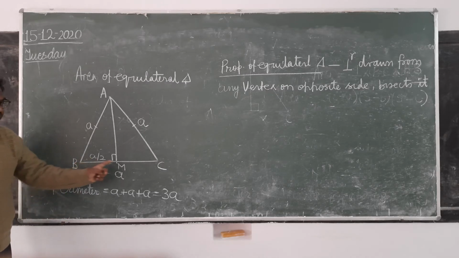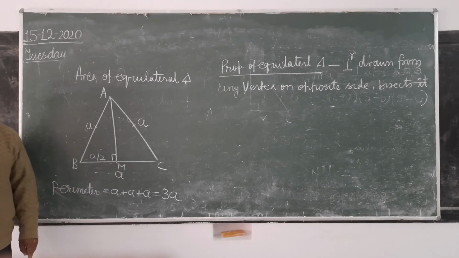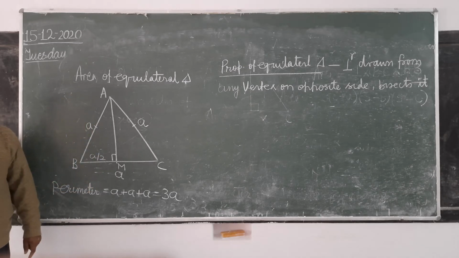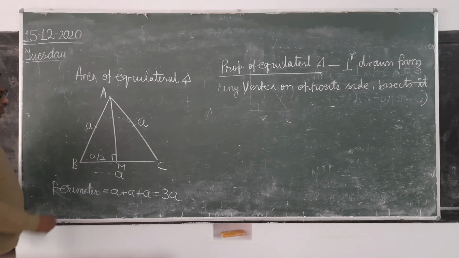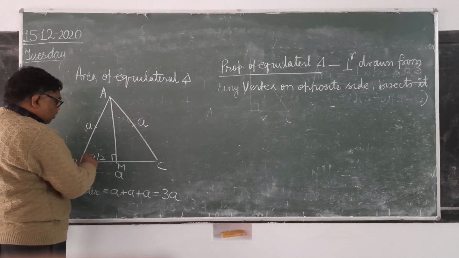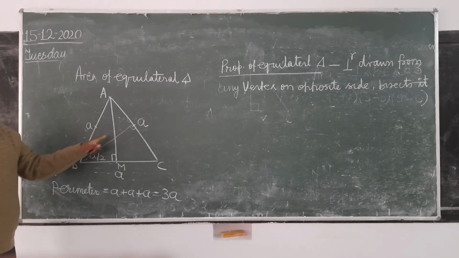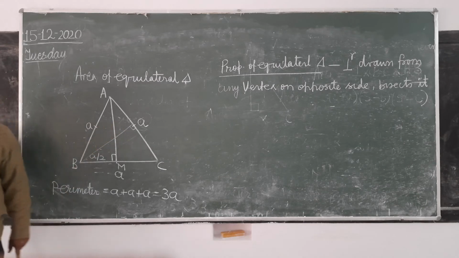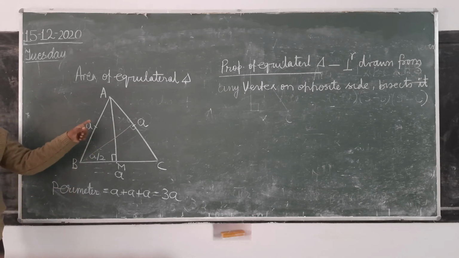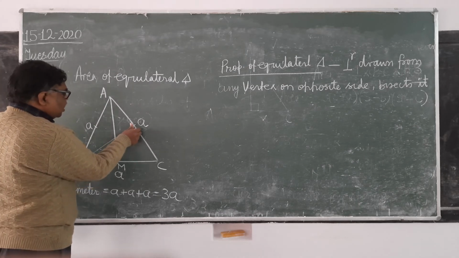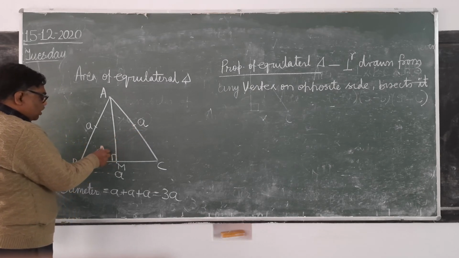Now see here, if you take BC as the base, then what will be the corresponding altitude? It will be AM. Suppose AM is of 10 centimeter length. Now if you take AC as the base, then the altitude will also be of 10 centimeter. In an equilateral triangle, all the three altitudes are of the same length, because it is identical from all the sides.